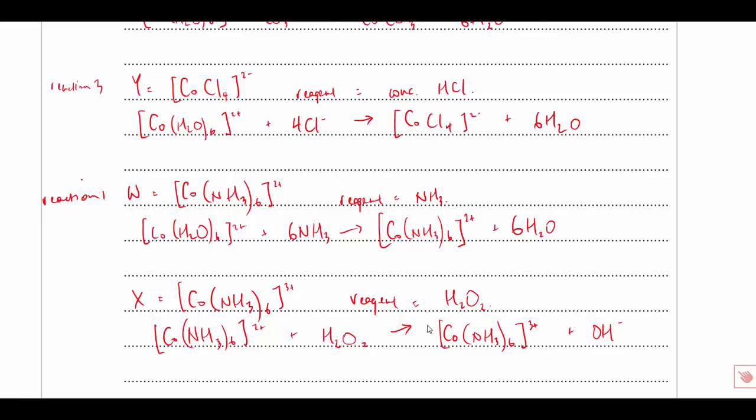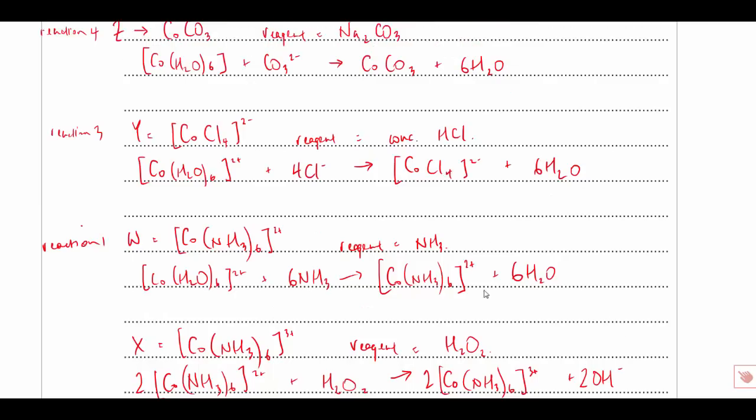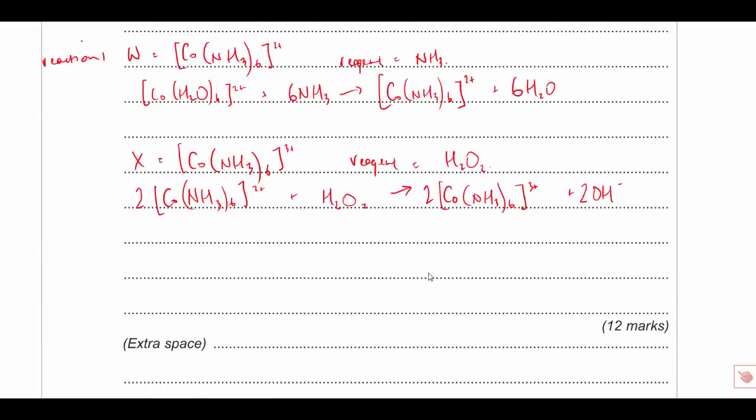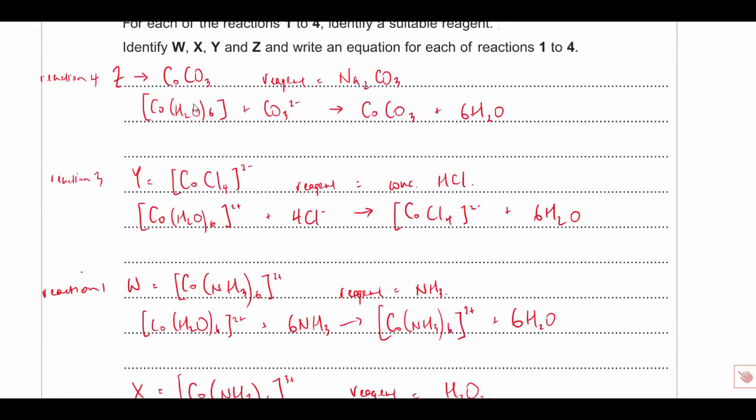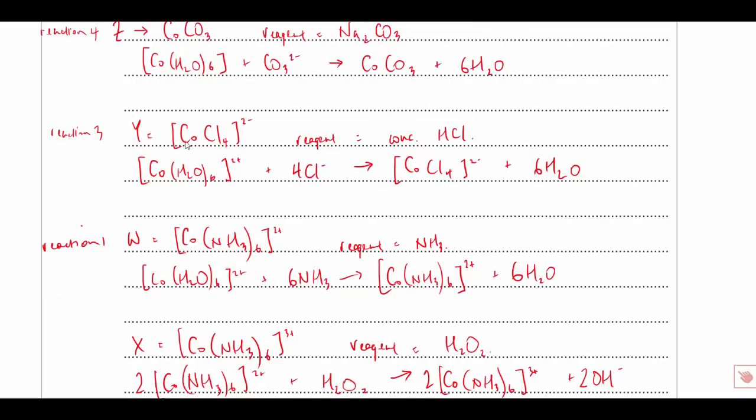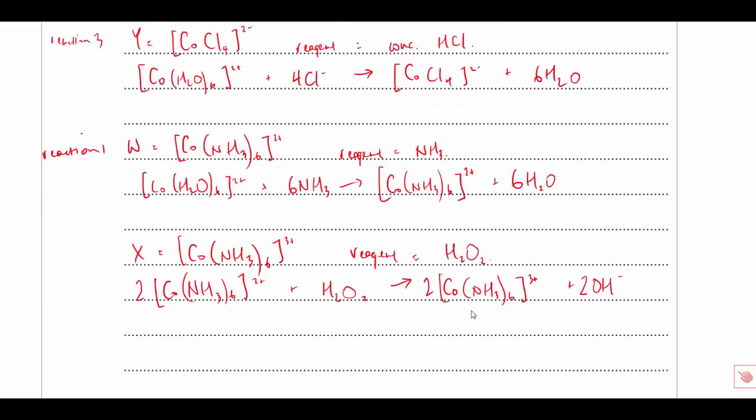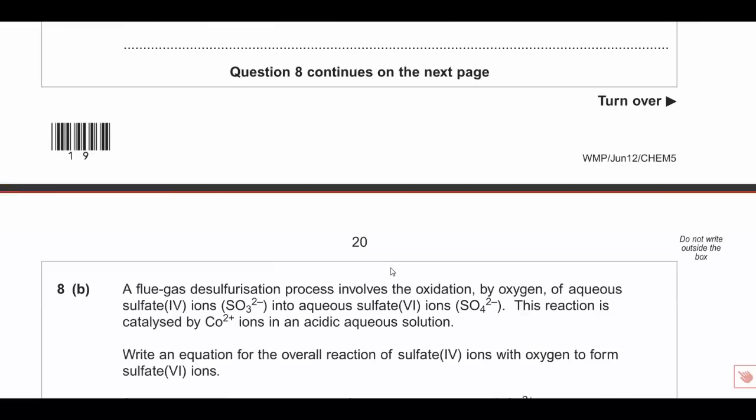I believe that's balanced correctly. 4 plus, 6 plus, 2 minus, 4 plus. 2 of each of those, H2O2, yeah, that's fine. So, 12 marks there, good amount of marks. So there's our reaction 1, our Z, Y, W, and X. Are there any more questions I want to do here? No, I'm going to leave that one.